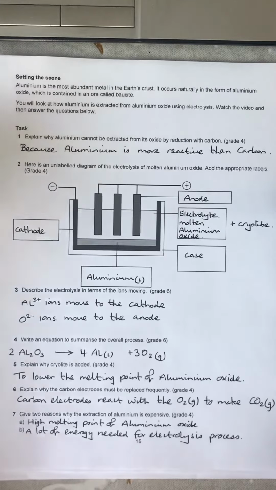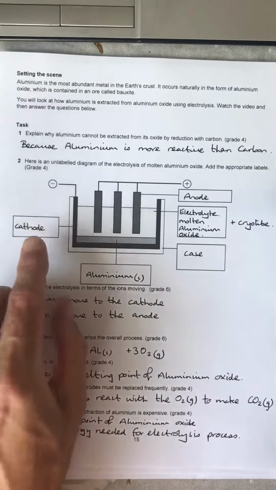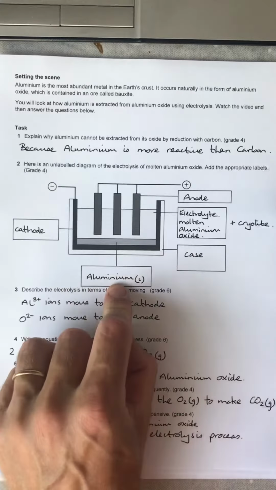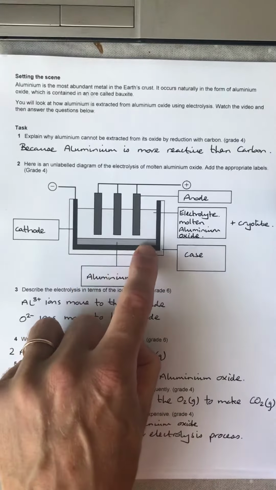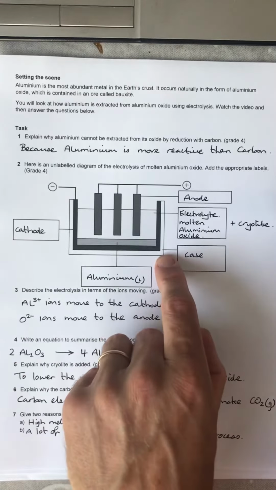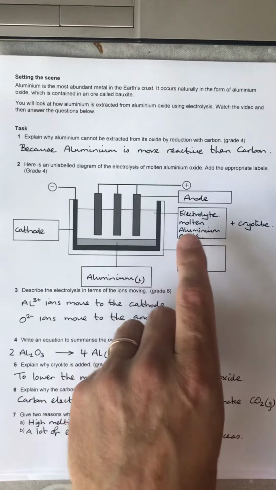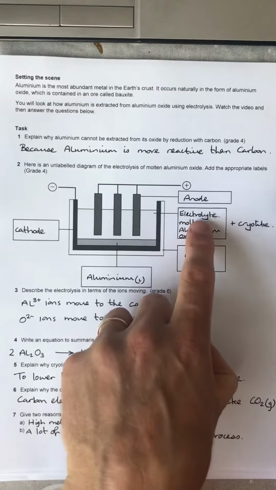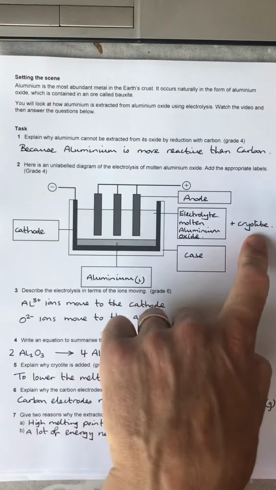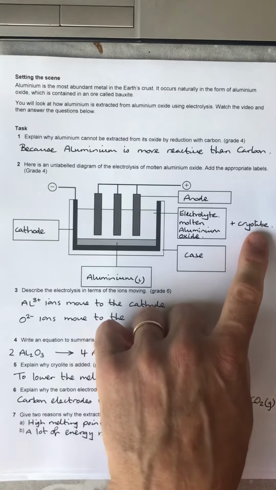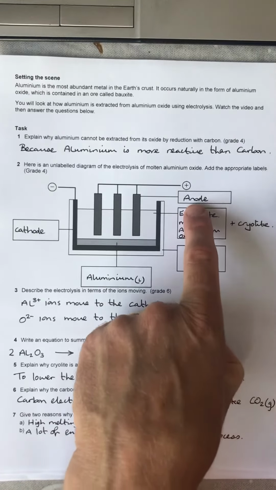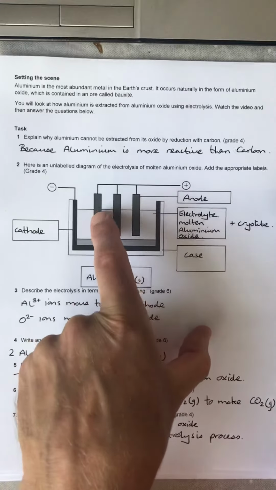Labelling the diagram, we have the cathode, which is the metal casing in black here, liquid aluminium, which settles at the bottom of the container, the case on the outside to insulate the whole thing. The liquid in here is your electrolyte, and this is made up of molten aluminium oxide and cryolite, which is added. Remember, that's added to reduce the melting point of the aluminium oxide. It saves money. And at the top here we have the anode, which are these 3 electrodes here.